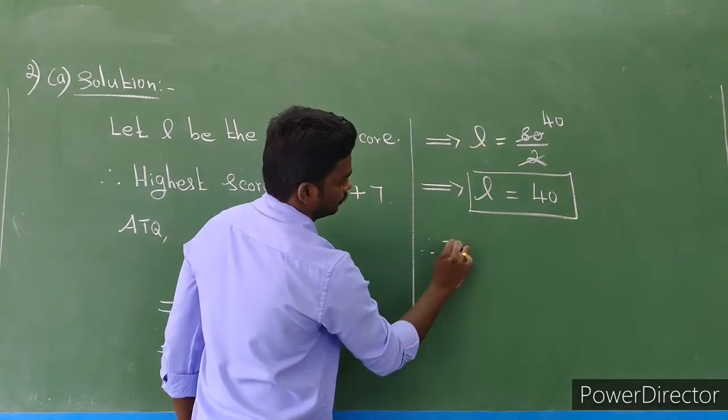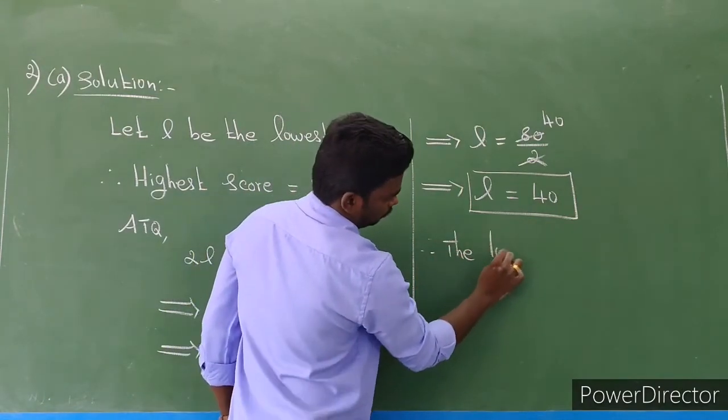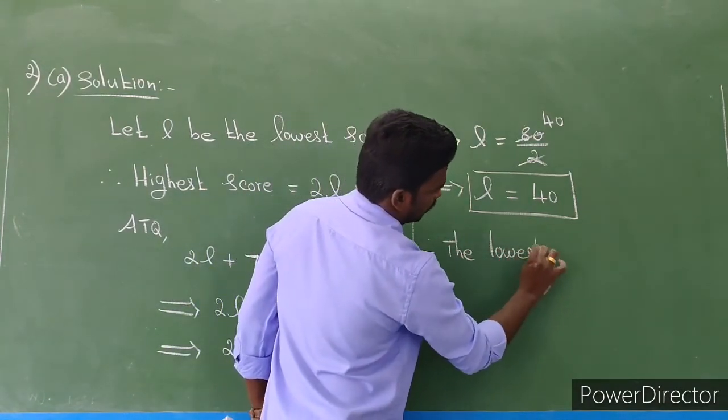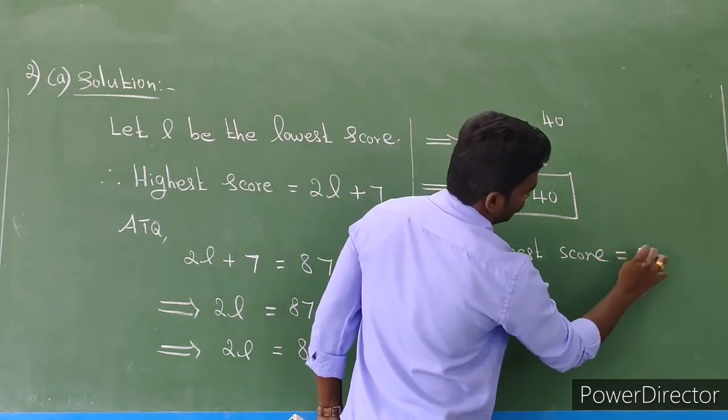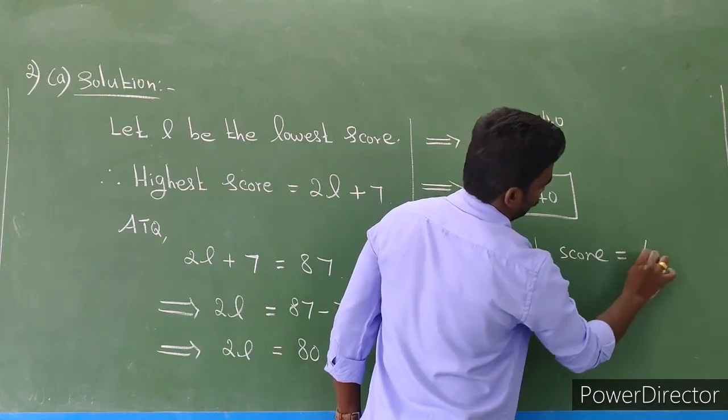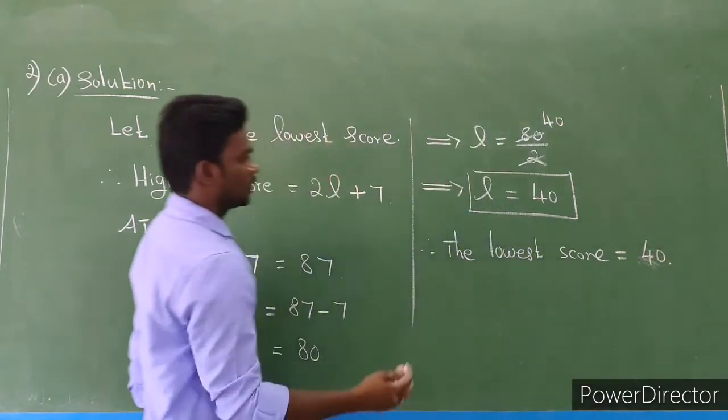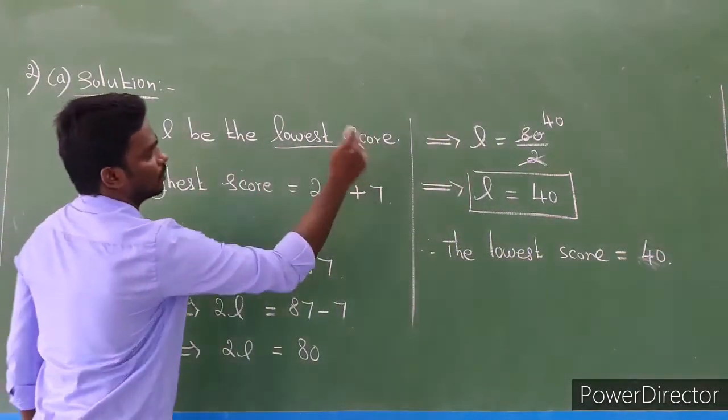Therefore the lowest score is equal to 40. The lowest score in the class is 40.